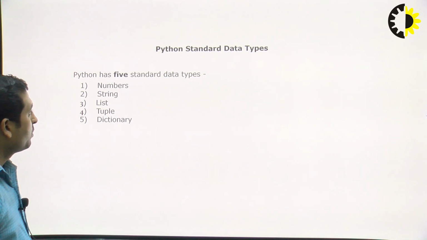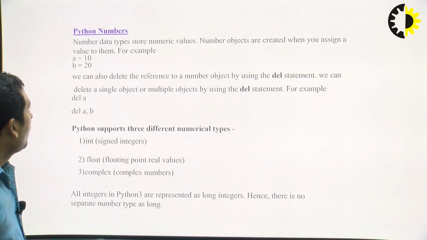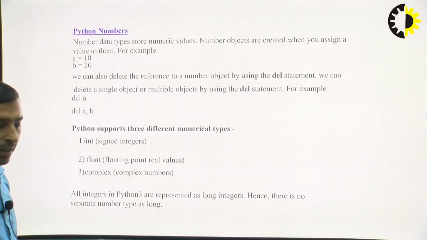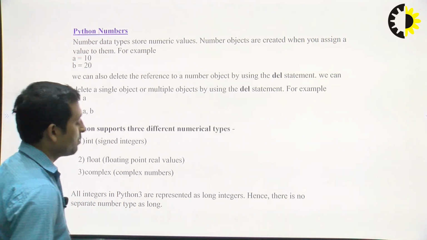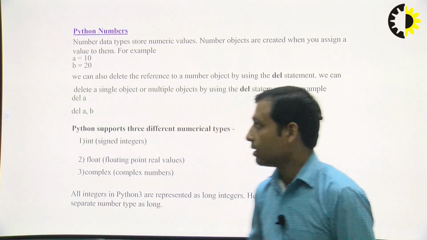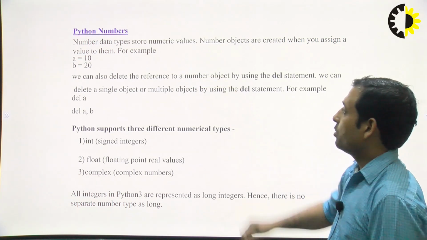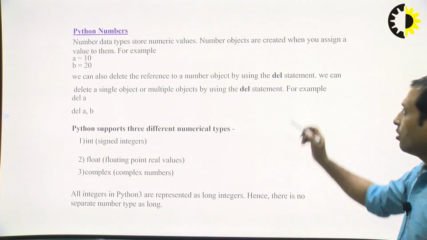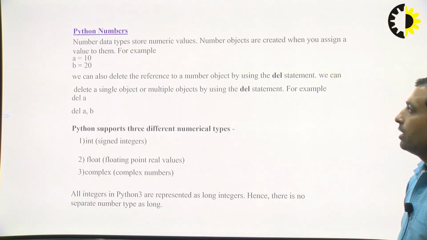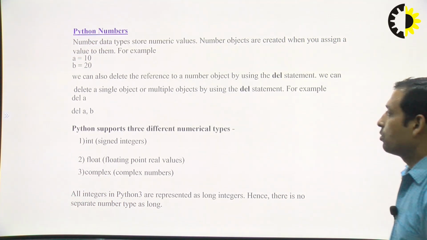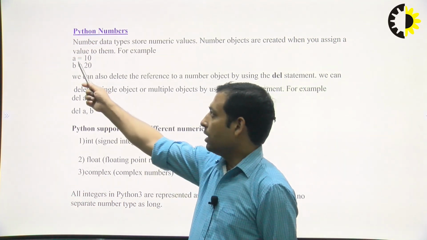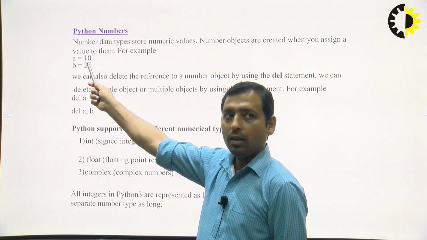So first, numbers. Python numbers, number data types. Number data types means simply integer. Number data types store numeric values. Number objects are created when you assign a value to them. Just like here in the example, a equal 10.